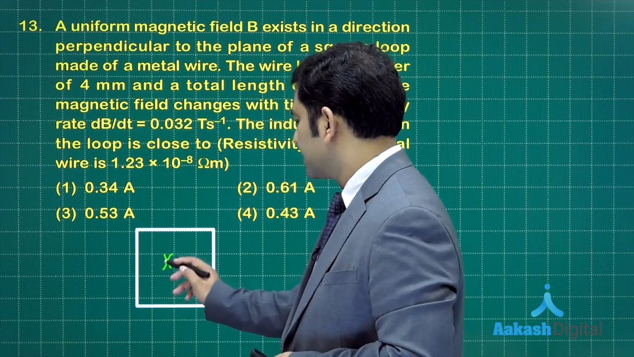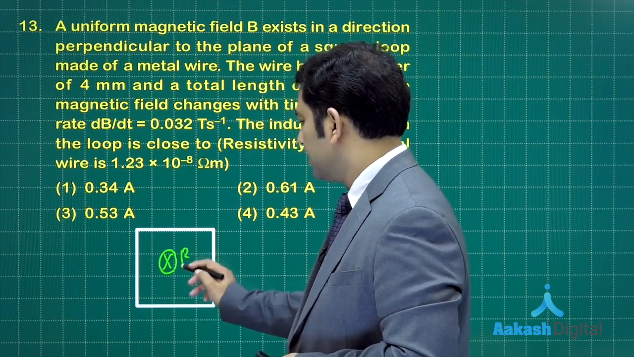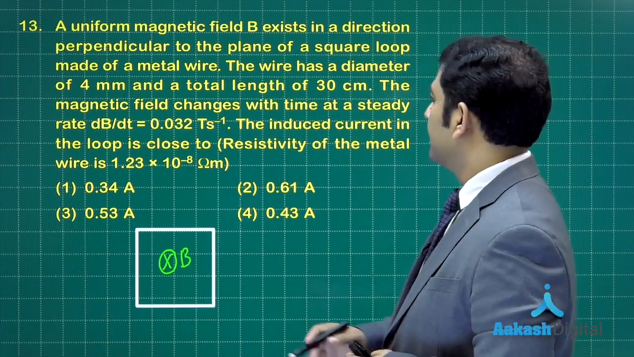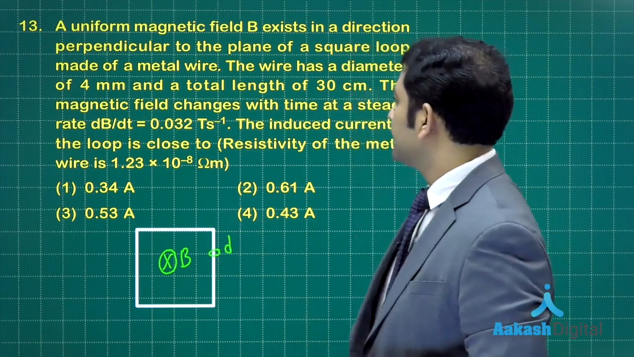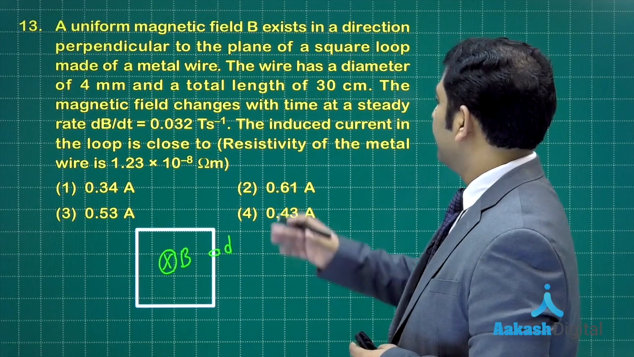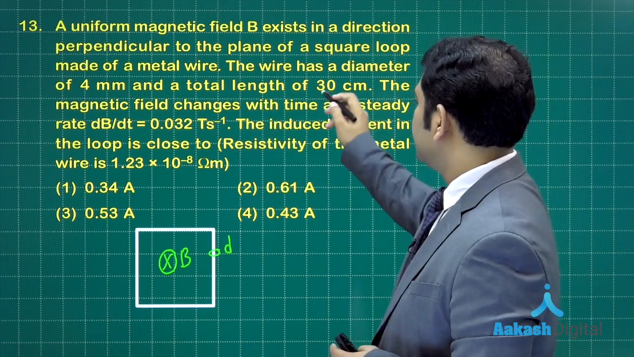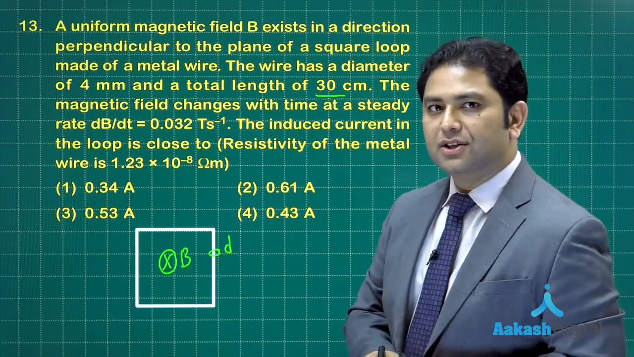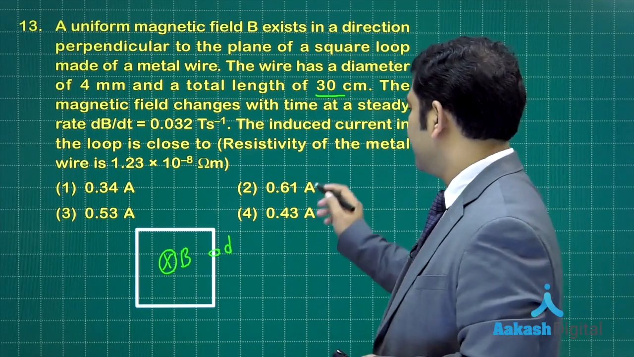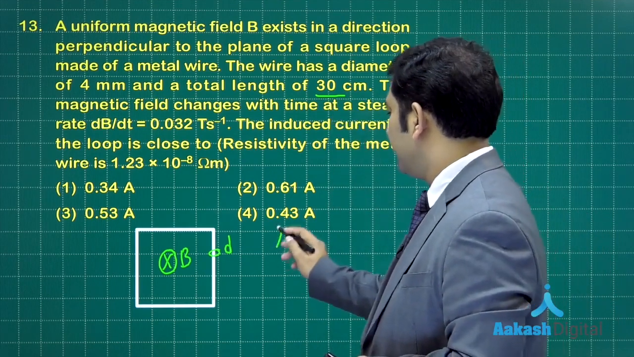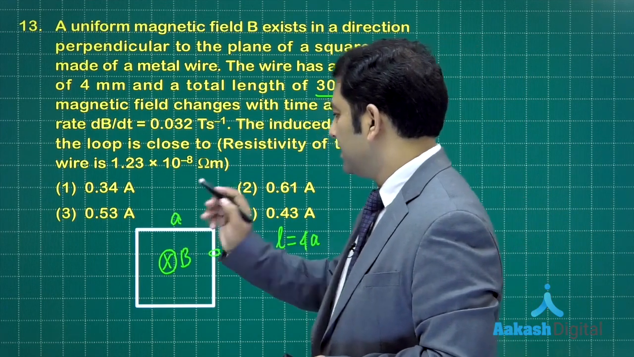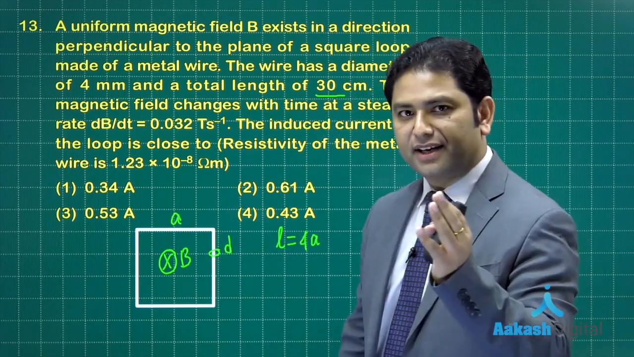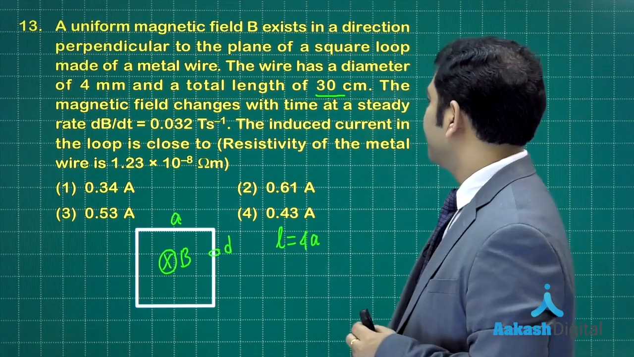So any direction I can show. So this is the magnetic field. The wire has a diameter. So this is the diameter and total length of 30 centimeter. So if the total length is 30 centimeter, if I represent that by L, L can be written as 4A, where A will be the side of the square. D is the diameter of the wire.